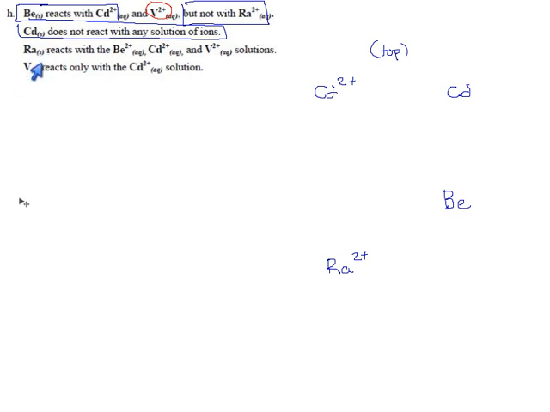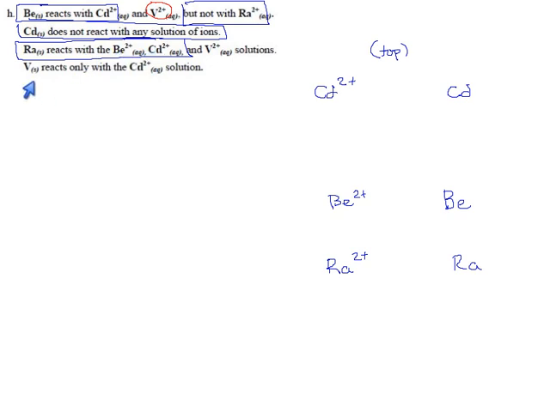Radium metal, across from the radium ion, so here's radium metal, will react with beryllium. Yeah, we knew that. With cadmium, yeah, we knew that. That's a spontaneous reaction. And with vanadium, well, that's nice, but that still means there's at least two places vanadium could go. So this line actually hasn't told us anything useful.